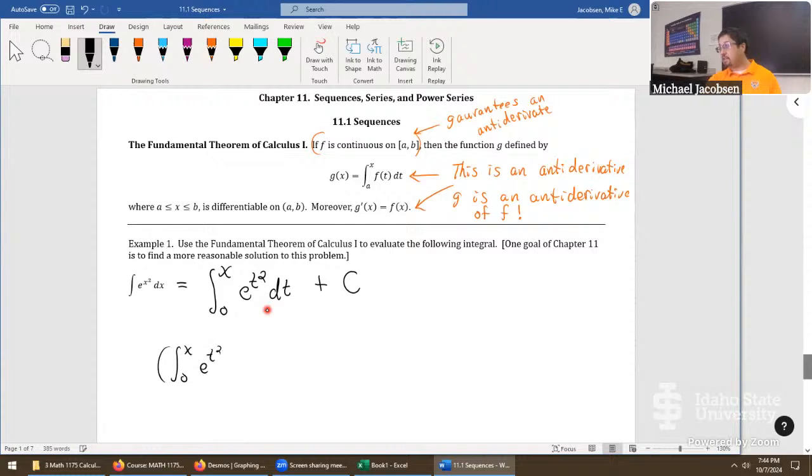e to the t squared dt plus a constant, this is the check. Differentiate that, then at this line, that's the fundamental theorem, you get e to the x squared. That's an arbitrary constant, so it goes to 0, and that satisfies our check. So here it is, it's an antiderivative.